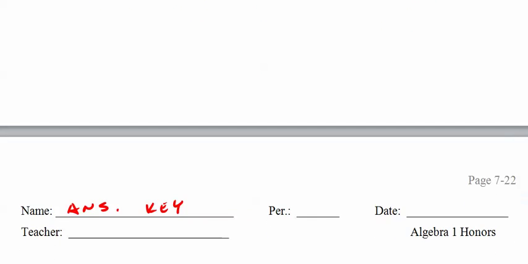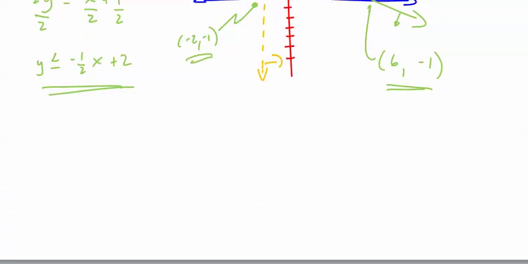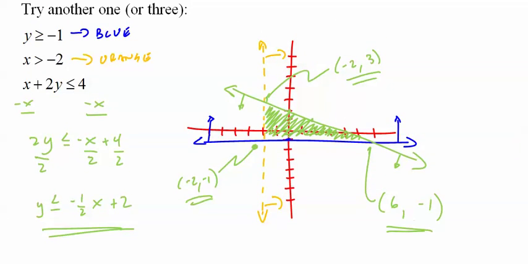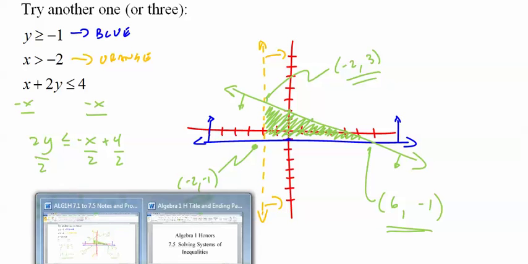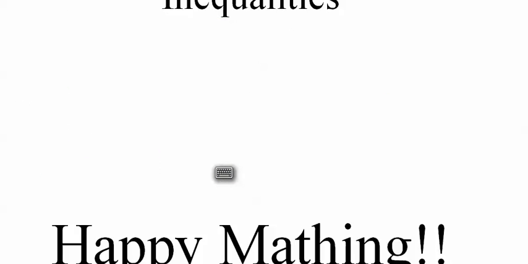And yeah, that's it. Shade, graph, tie it all together. Good luck getting to work, and as always, happy mathing.